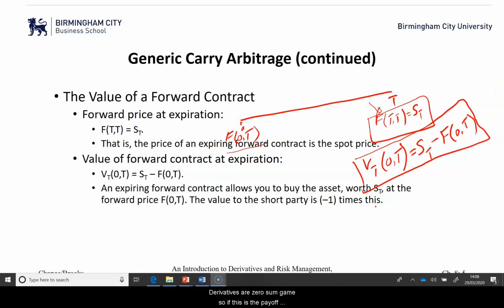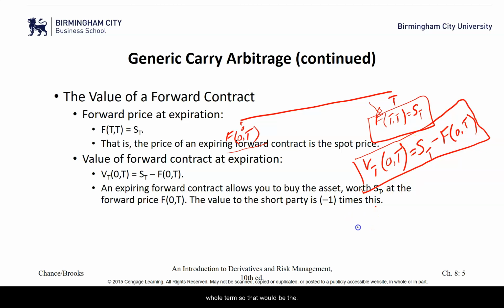As derivatives are a zero-sum game, if this is the payoff for a long position in the forward contract, the short position will have a negative sign for this whole term. So that will be the value of the contract at expiration for a short position holder in this forward contract.